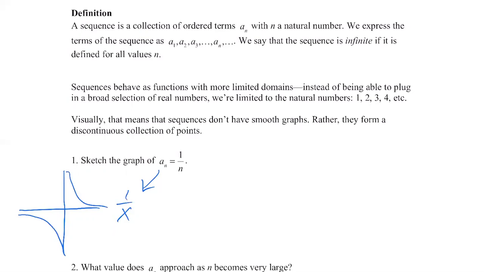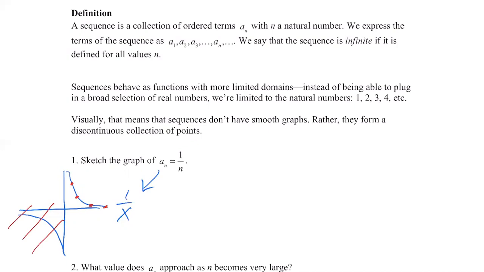Now, the first thing that happens is because we're only defined for n equal to 1, 2, 3, 4, etc., we don't have any negative values. So we eliminate the left-hand side of our graph entirely. Next, again, because we're dealing with n equal to 1, 2, 3, 4, and so on, we only have points along our curve. We don't have the interior values.